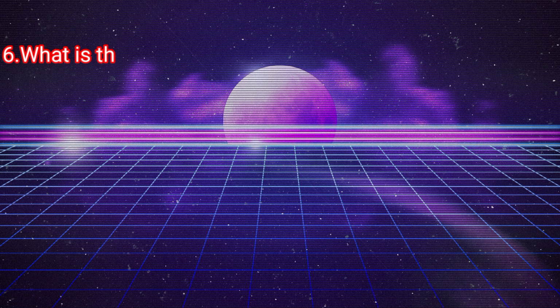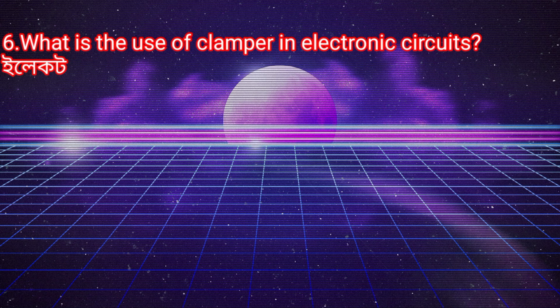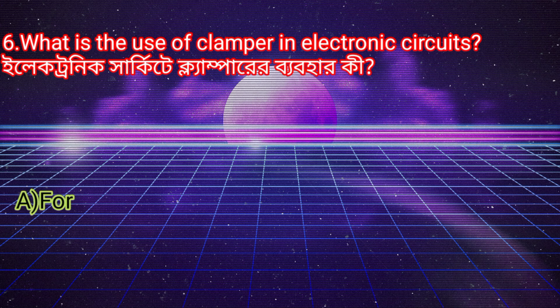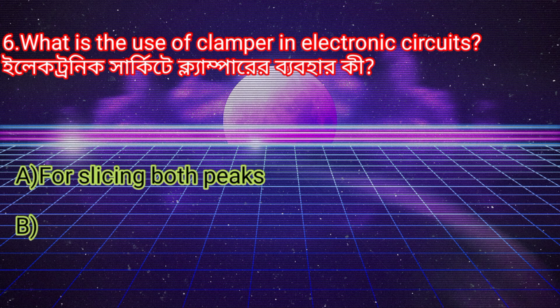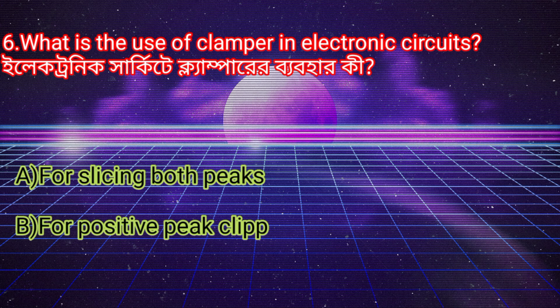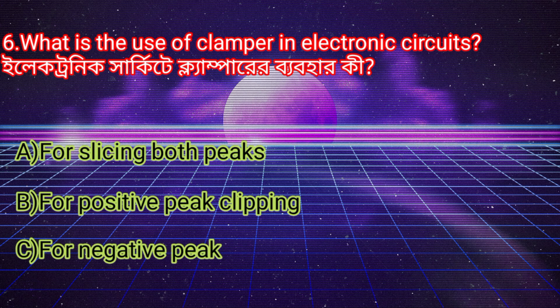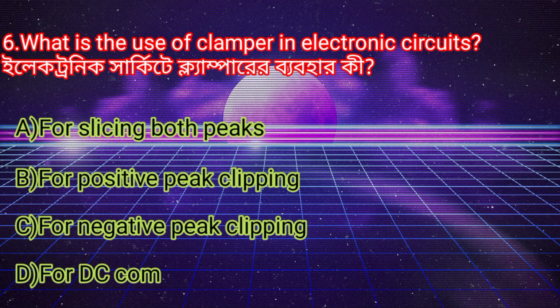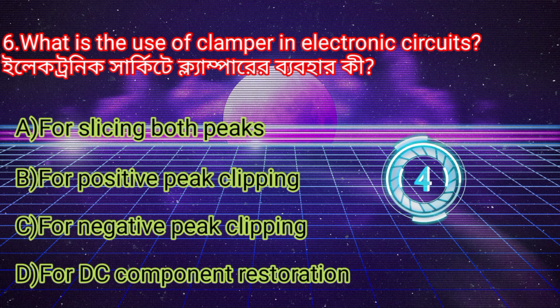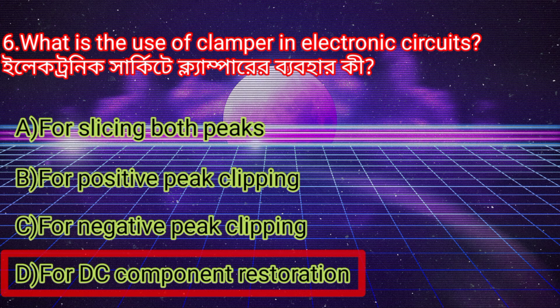What is the use of clamper in electronic circuit? Option A, for slicing both peaks. Option B, for positive peak clipping. Option C, for negative peak clipping. Option D, for DC component restoration. উত্তর হবে option D, for DC component restoration.